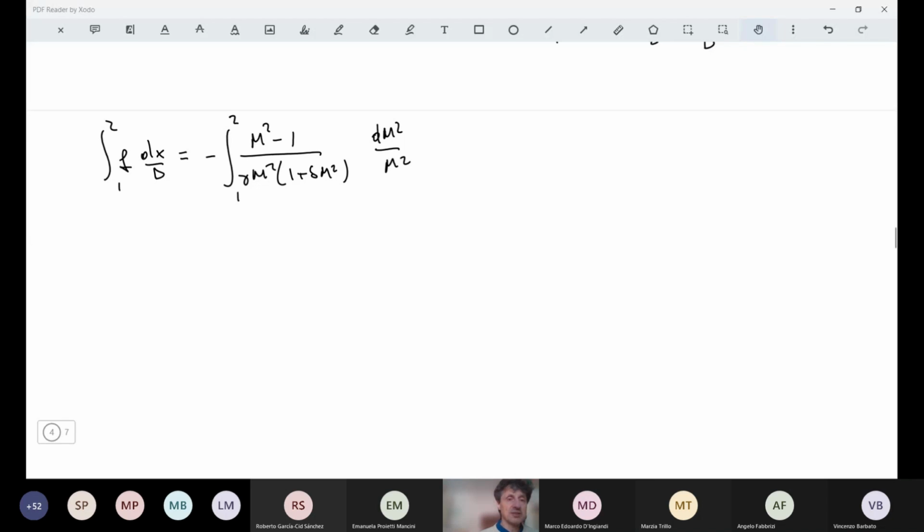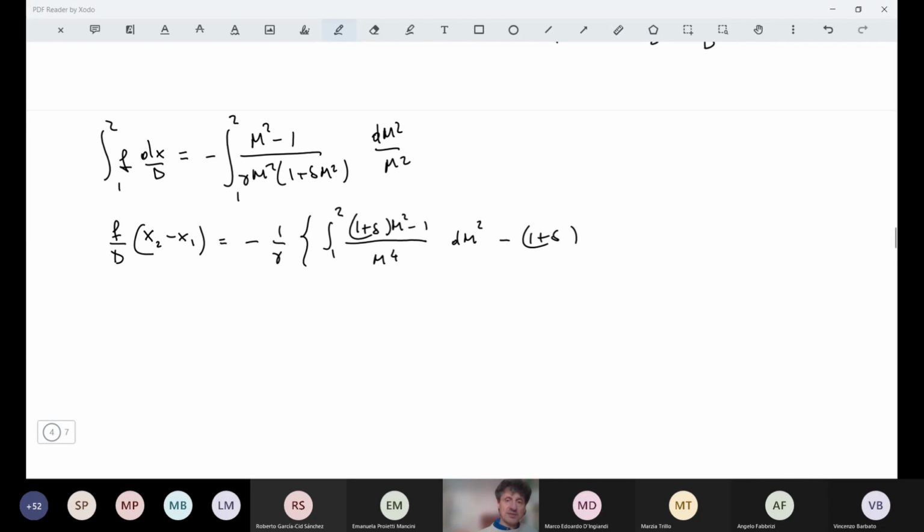If f and D are constant, D is constant by definition because we have dA equal to 0. We assume now also that f is constant, so that we have f over D times (x2 minus x1) will be equal to, skipping passages, 1 over gamma, (1, 2), 1 plus delta M squared minus 1, M⁴ dM squared, and then we have 1 plus delta, 1 plus delta M squared dM squared.